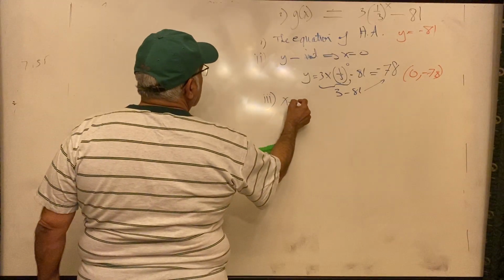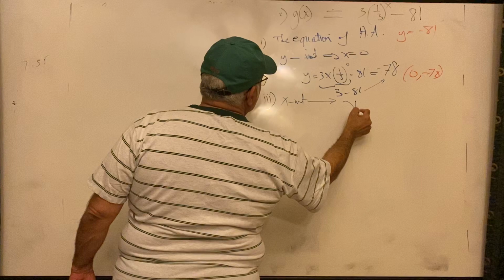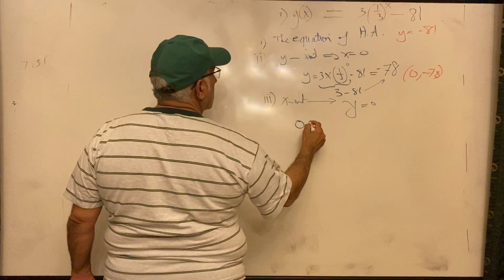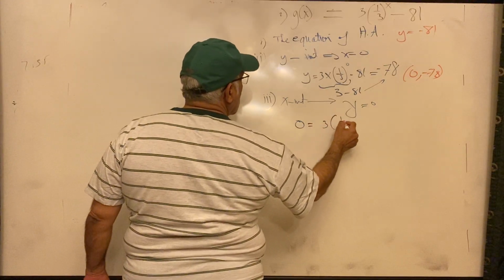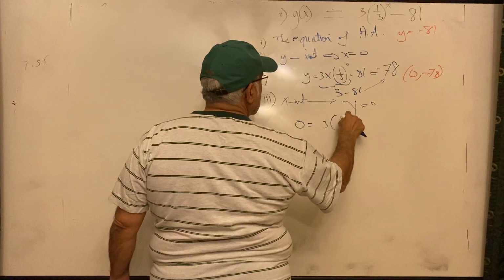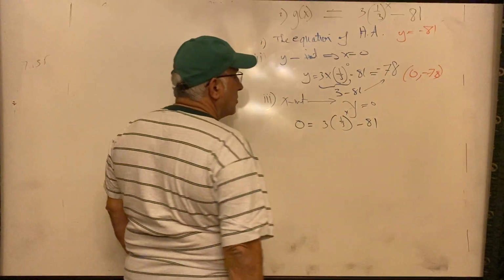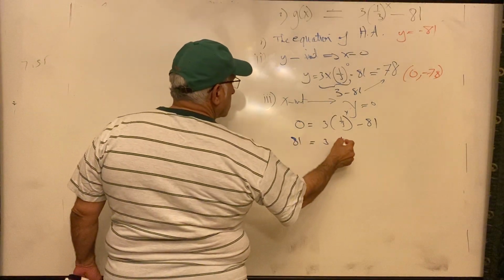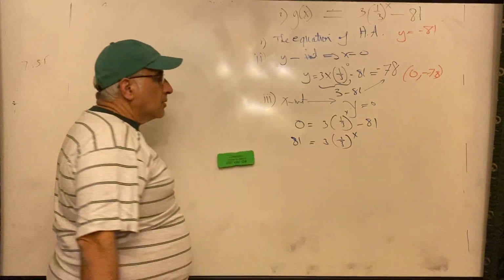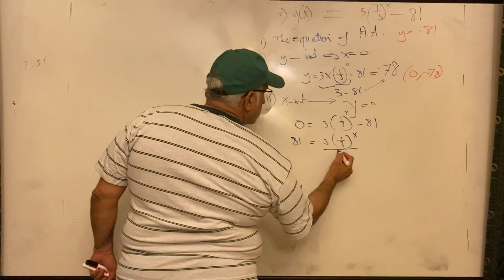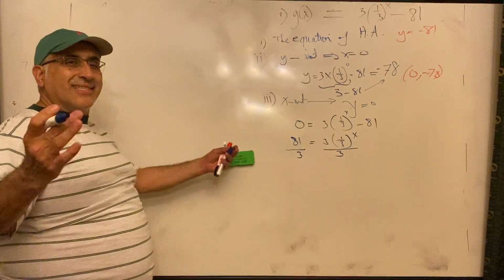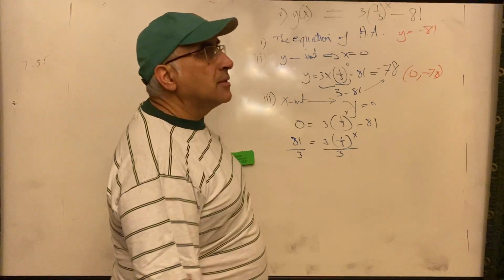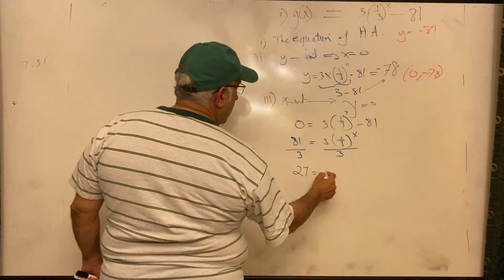How about the x-intercept? X-intercept means what? Y equals 0. Well, let's try it then. So y equals 3 times 1/3 to the power of x minus 81. What can we do about that? Let's solve it as usual. Take the 81 to the left-hand side. This is multiply. So what is 81 over 3? I think it's 27. I hope I'm not wrong, because I make stupid mistakes like anybody else.